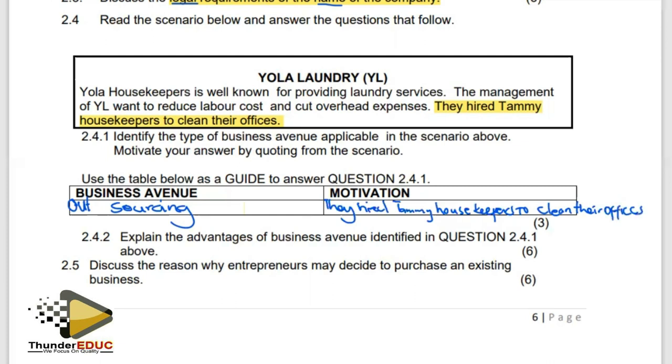See this. This is always 2 marks for the business avenue identified, and then for the motivation they always give a sub mark, giving a total max mark of 3. You can see this. Okay, we are supposed to explain the advantages of the business avenue identified in 2.4.1, and the advantages are of outsourcing.